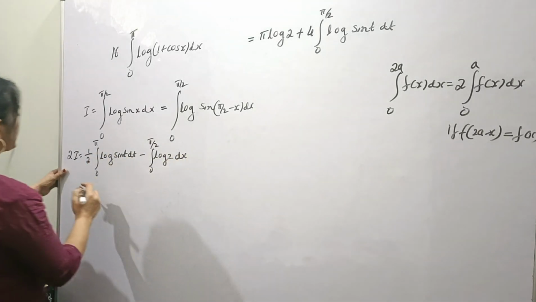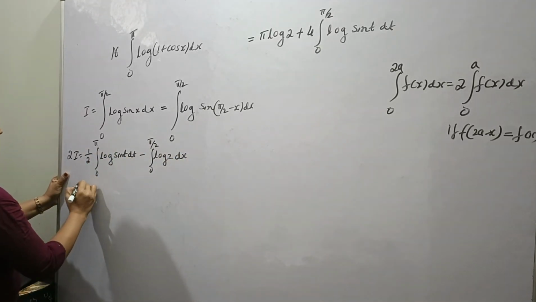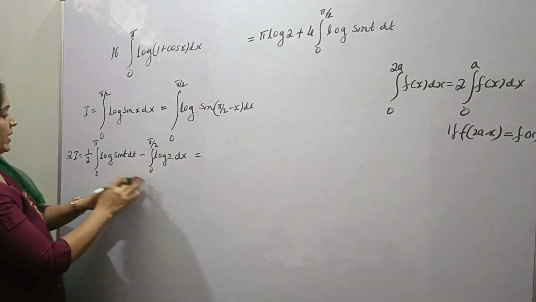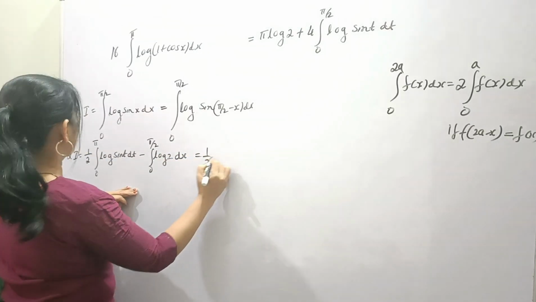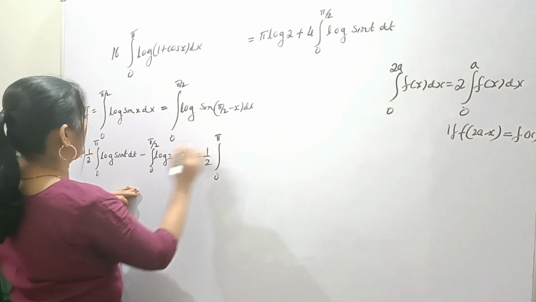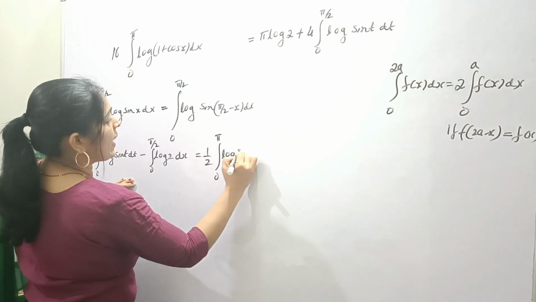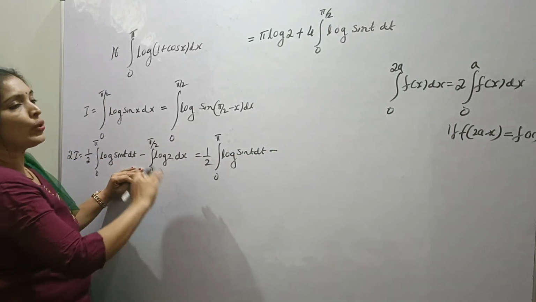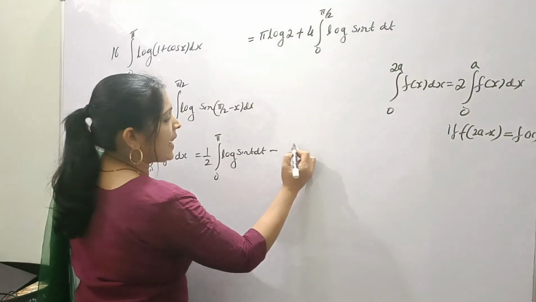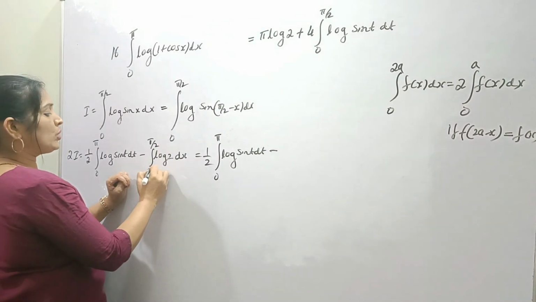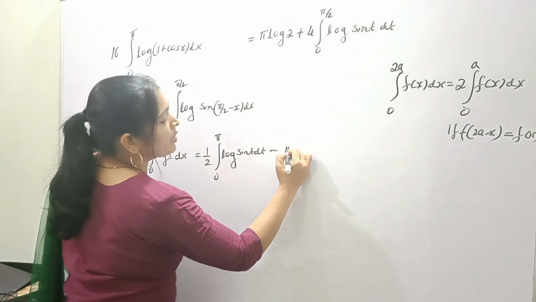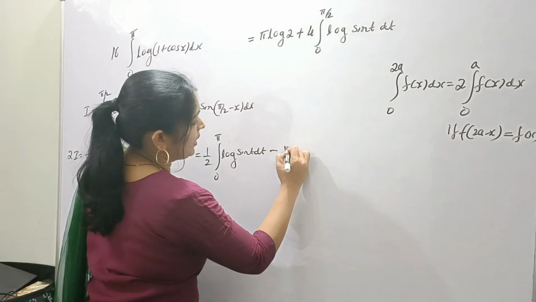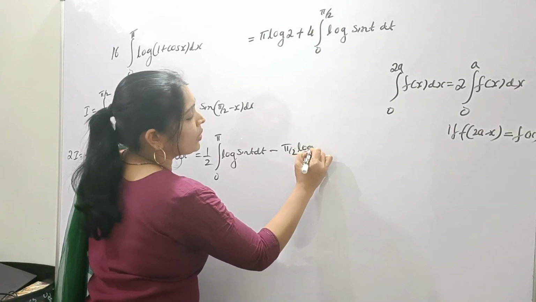So let's apply this property. We can evaluate it very easily, right? So 1 by 2 into integral 0 to pi log sin t dt minus, here what is it? Log 2 into integral of 1, that is x. After substituting the upper limit and lower limit, it will be pi by 2. Okay, log 2 into pi by 2, that is pi by 2 into log 2.